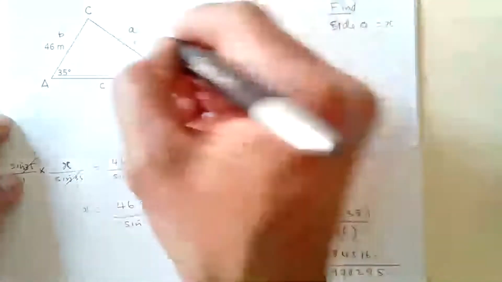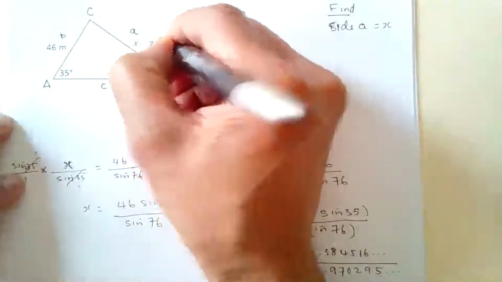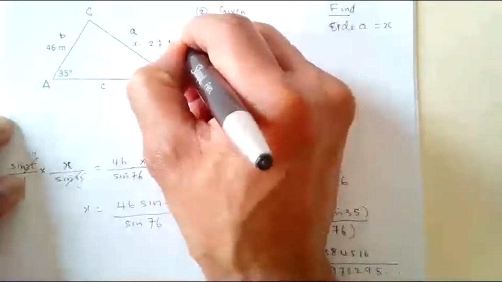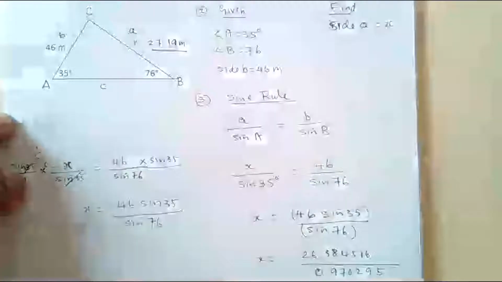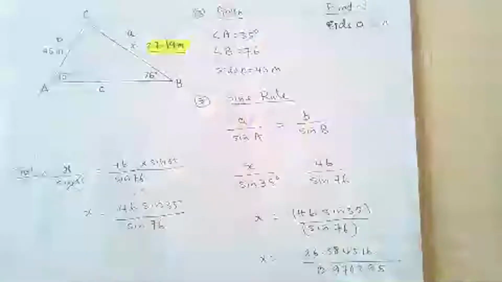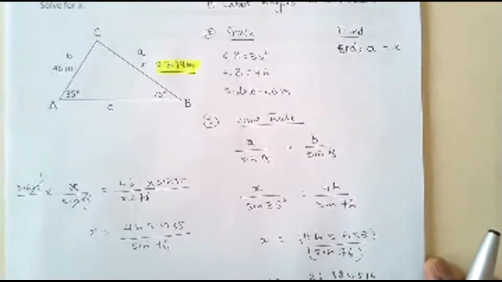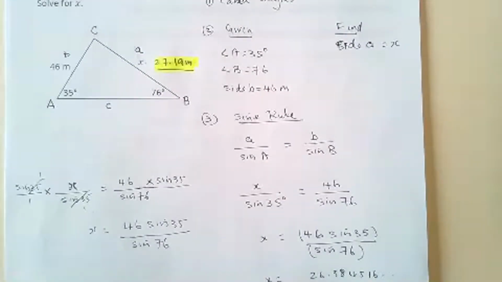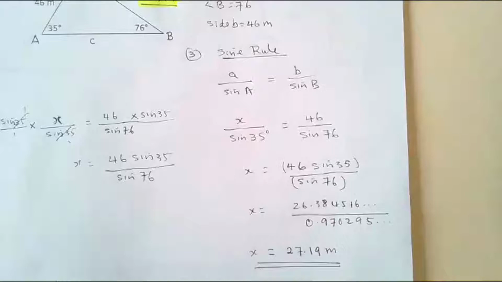So we can write this as 27.19. So we highlight that. By the way, if the question asks you what's the missing angle here, we'll use the 180 rule. But in this case, it did not.